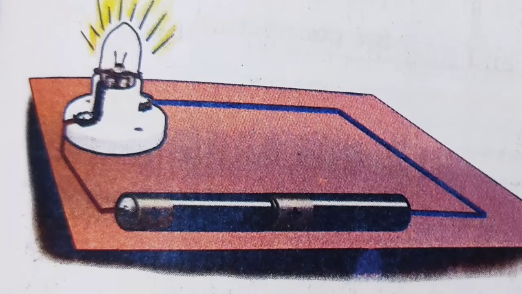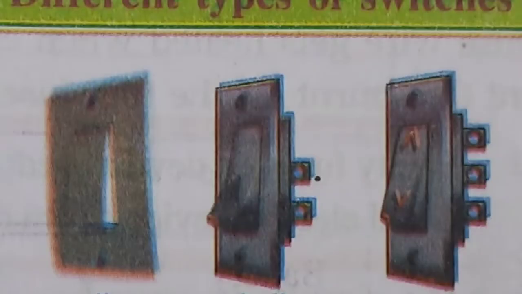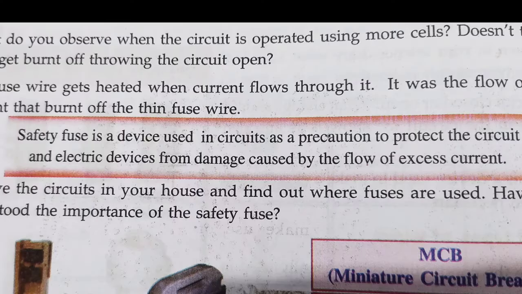There are mainly 3 components in a circuit. 1. Source of electricity. 2. Wire that conducts electricity. And 3. Device that uses electricity. Moreover, switch and fuse are seen in a circuit. Switch is a device used to make open and close the circuit, and fuse is a device used in circuits as a precaution to protect the circuit and electric devices from damage caused by the flow of excess current.